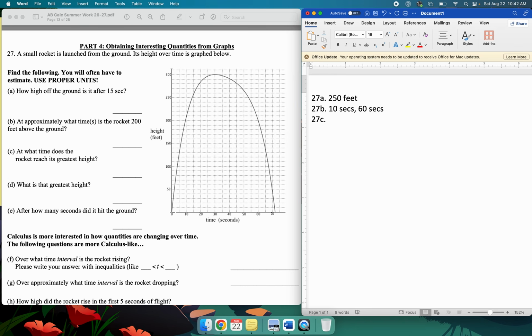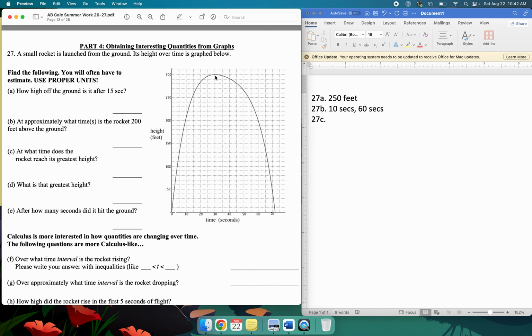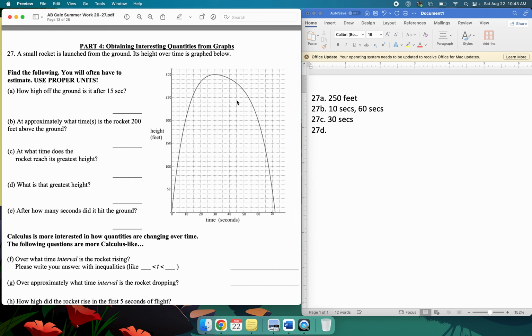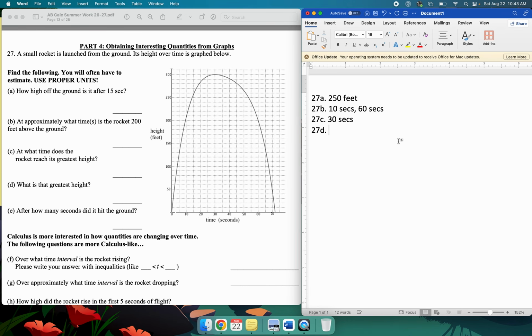27C, what time does the rocket reach its greatest height? That occurs, looks like right here, and the time at which that occurs is 30 seconds. And then 27D, what is that greatest height? So there's a difference between asking when does the greatest height occur, which is the x-coordinate, 30 seconds, and what is that greatest height, which is asking the y-coordinate, which is 300 feet.